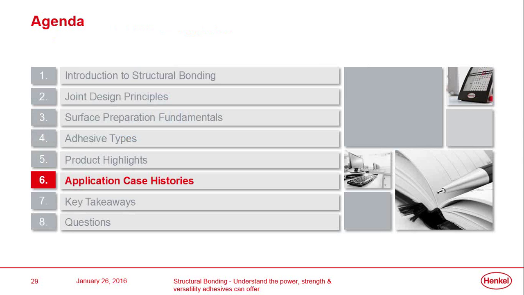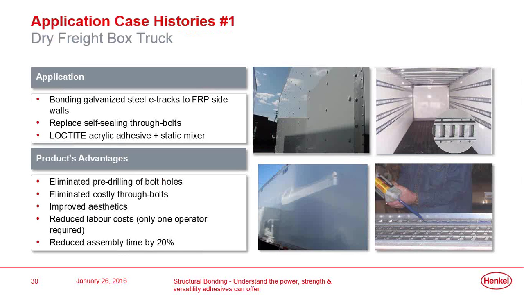I'd like to just show you a few case histories now. First one being the assembly of these load retaining rails inside a large lorry, container lorry. Now, the traditional way of doing this, which you can see at the top, is to drill lots and lots of holes and mechanically fix these rails in place. Now, you can appreciate the labor associated with that.